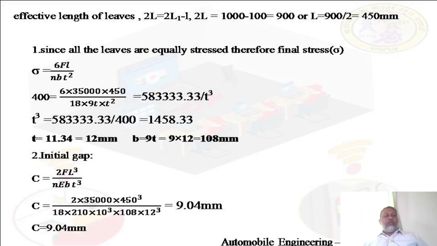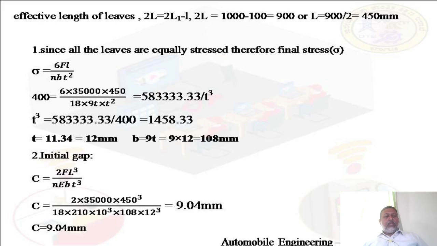After getting this, we go for the equation. Sigma is equal to 6FL by NBT square, and sigma is 400, 6 into 35,000 into 450 by 18 into 9T into T square. The answer will be T cube is equal to 1458 and T is equal to 11.34, that is equal to 12 mm, and B will be 9 into 12, 108 mm.